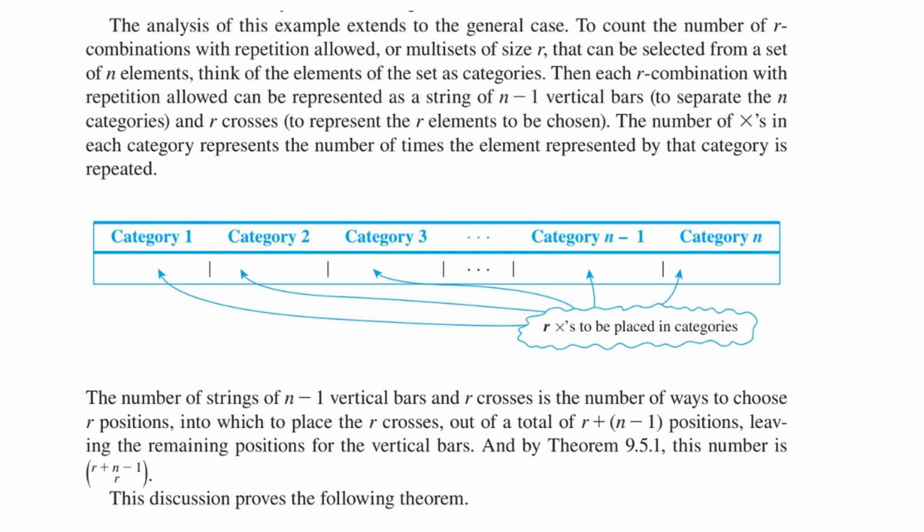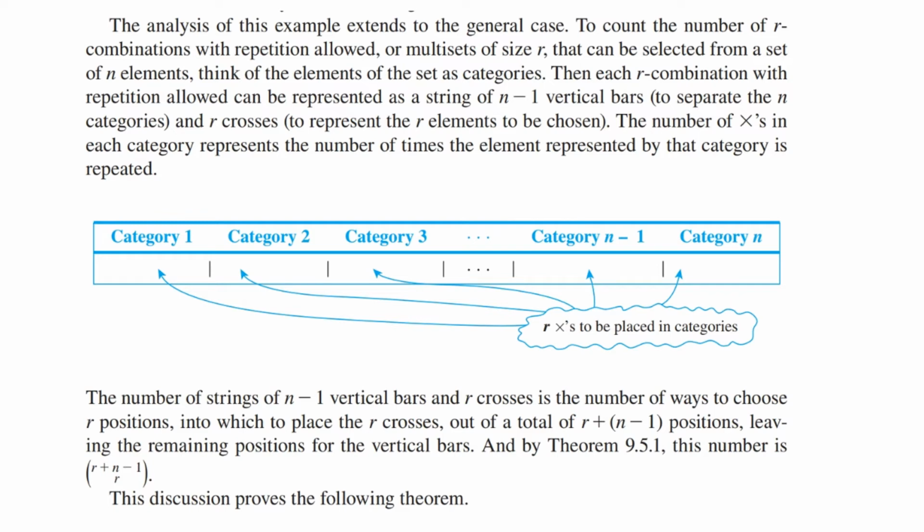This analysis can be extended to a general case. If we have n categories and we're placing our x's into these categories, the string has n minus 1 vertical bars, since we had n categories, and our crosses. It is the number of ways to choose the positions into which to place the r crosses out of a total of r plus n minus 1 positions. So by the theorem, this is going to be r plus n minus 1, choose r.